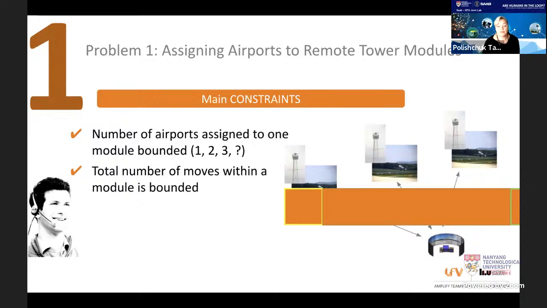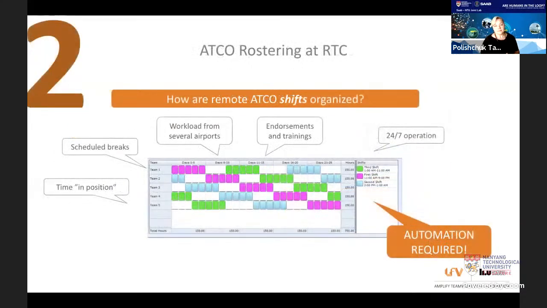We also limit the number of movements, or arrivals and departures, from one controller position. We also looked deeper into how the shifts of remote tower controllers are organized, how much time they spend in position actually controlling, and how often they need to take breaks. And we also looked into the very important issue of endorsements: how many airports each remote tower controller should be trained for. And of course, what's special about remote tower operation is that it's 24/7, unlike conventional small towers.